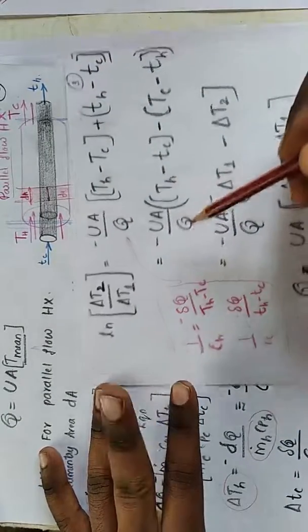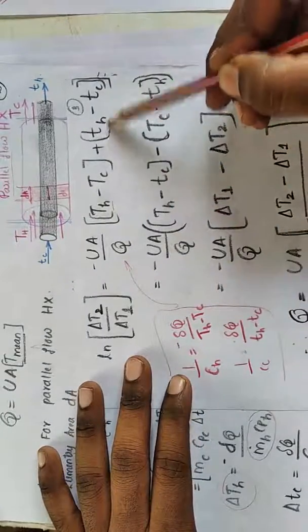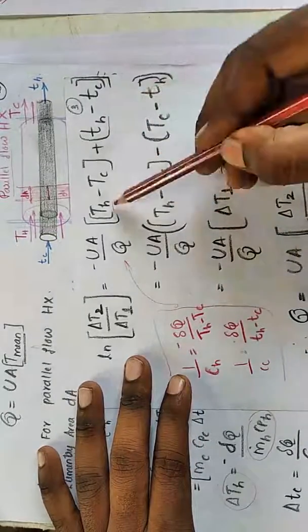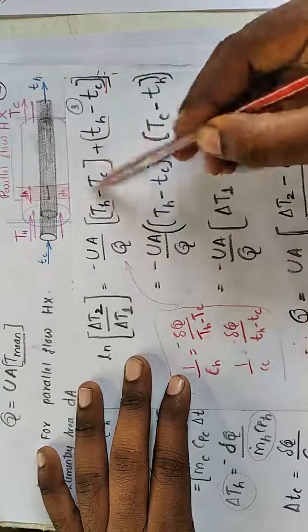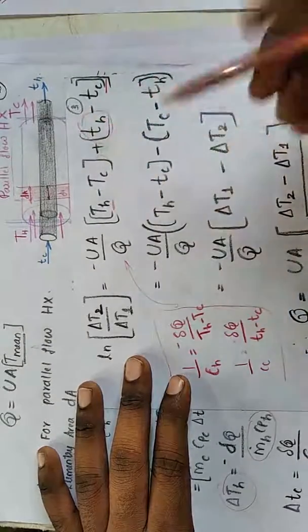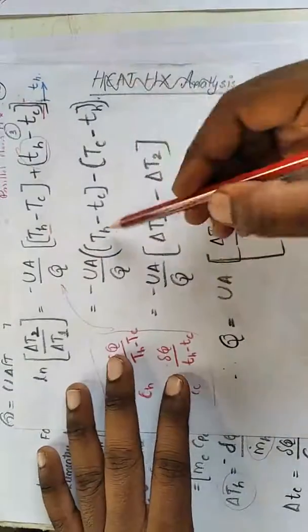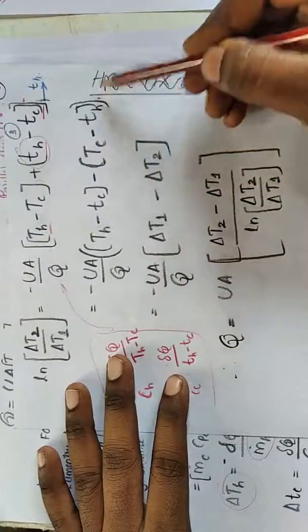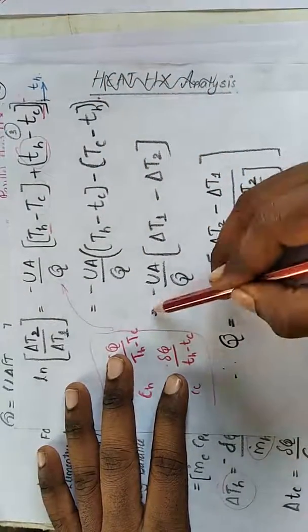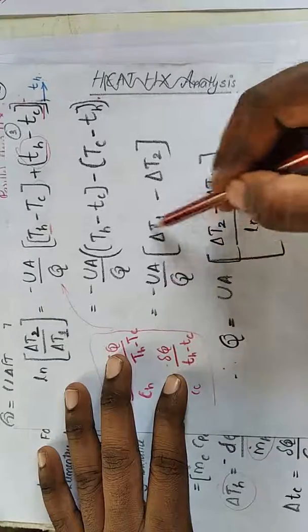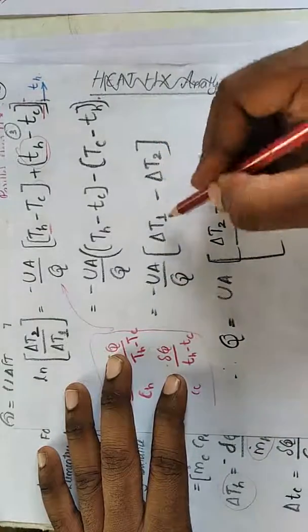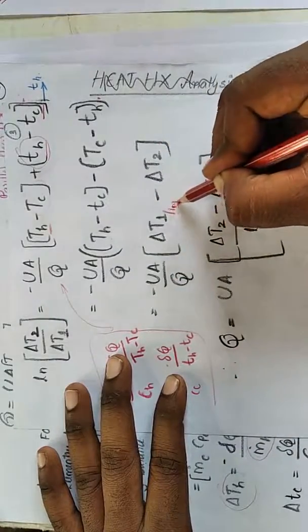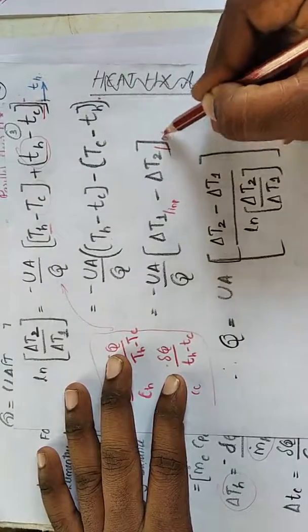By rearranging we will get T_h and T_h, T_h and T_c, and this T_c and this T_h. You will get T_h minus T_c minus T_c minus T_h. Here you will get minus UA by Q into delta T1 minus delta T2. This is the inlet side, or this is the outlet side.